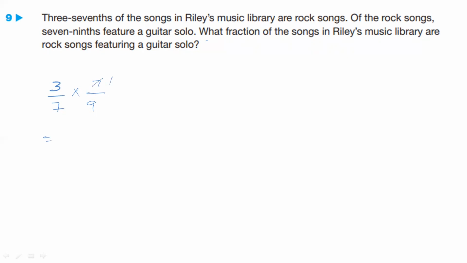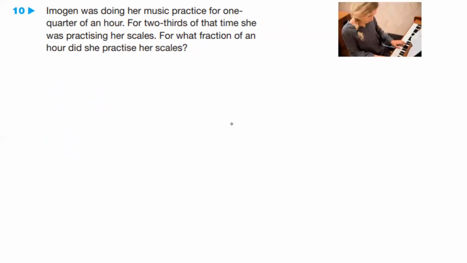7 times 1 is 7. Now 3 times 1 is 3, 3 times 3 is 9. So we got here 1 times 1 in the numerator, 1 times 3 in the denominator, and we got 1 upon 3. This is the answer, or we can say 1/3 of the songs are rock songs featuring a guitar solo. So this is the answer. Now question number 10.